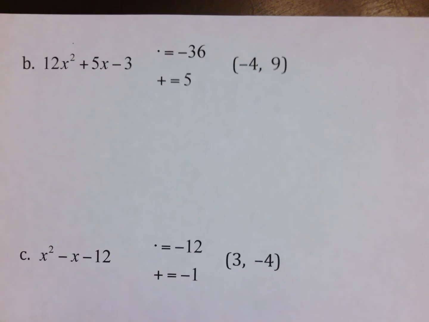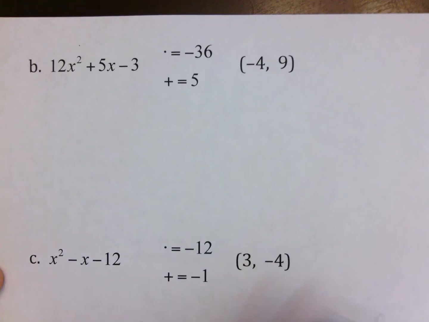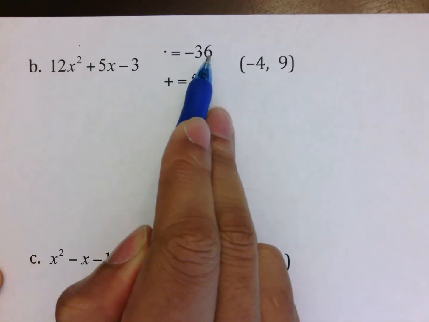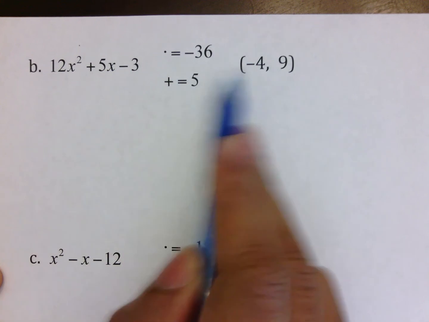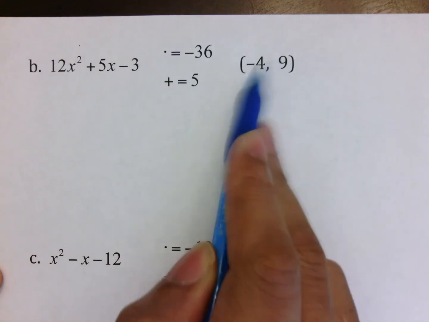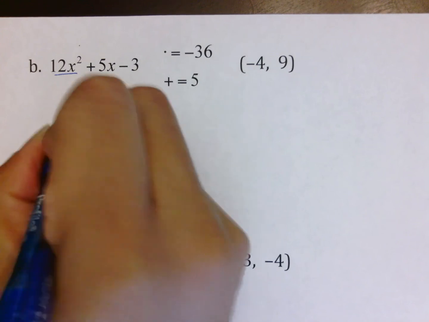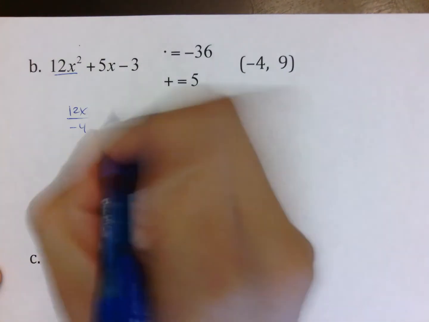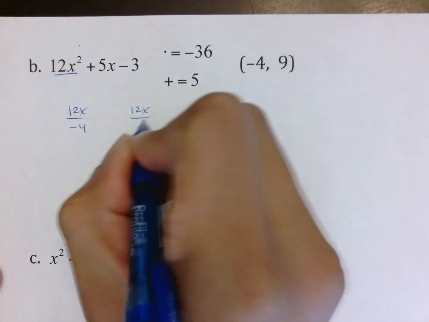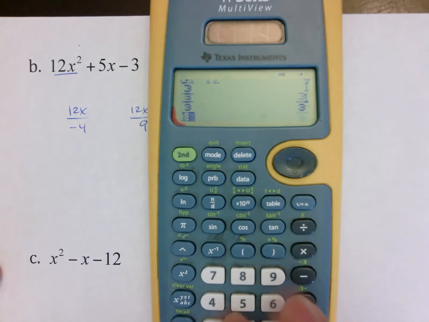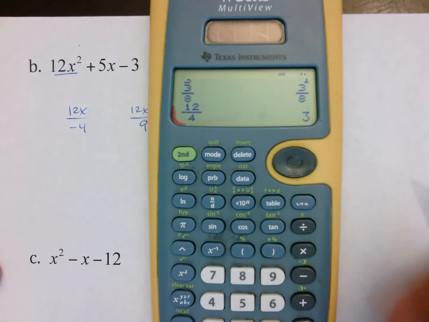Again, this day and tomorrow is going to be your 2 days to try to get this, so make sure you work hard. B, here's your initial part. Of course, you can see 12 times negative 3 gives me 36. It should add to be 5. We find out after some work that the numbers are negative 4 and 9, and so what we do is we take the 12x and we put it over negative 4, and then we take the 12x and we put it over 9. From there we reduce our fractions, so 12 over 4 is just 3.